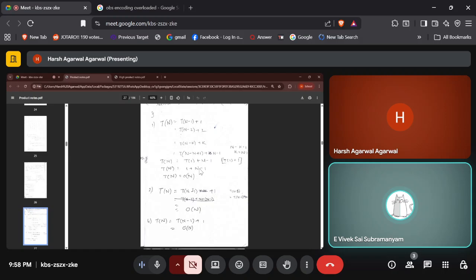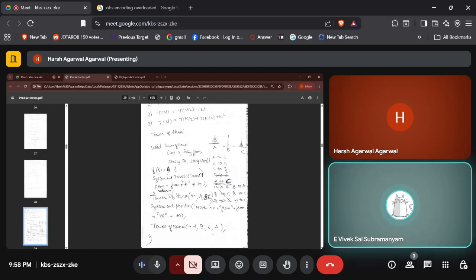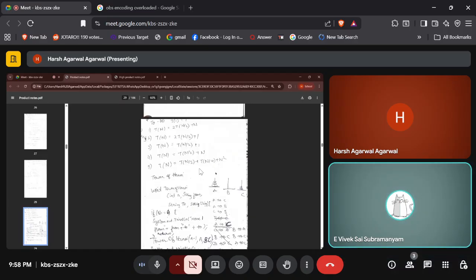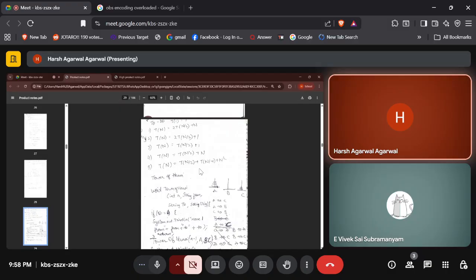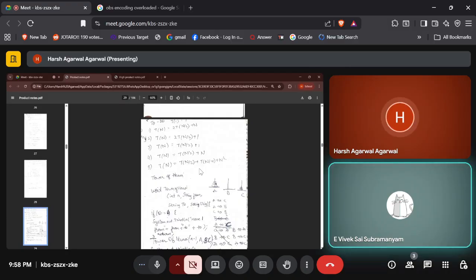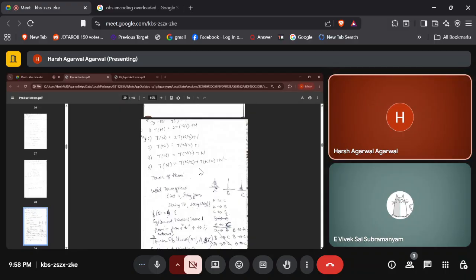Tower of Hanoi. What is Tower of Hanoi? Tower of Hanoi is nothing but: we are given three rods, and on these three rods we are given some n number of discs. The smallest one should be on top and the biggest one should be on the bottom. We should shift these discs to the C tower using the B tower. The rule is that the smaller one cannot be kept below the big one. That is the condition.